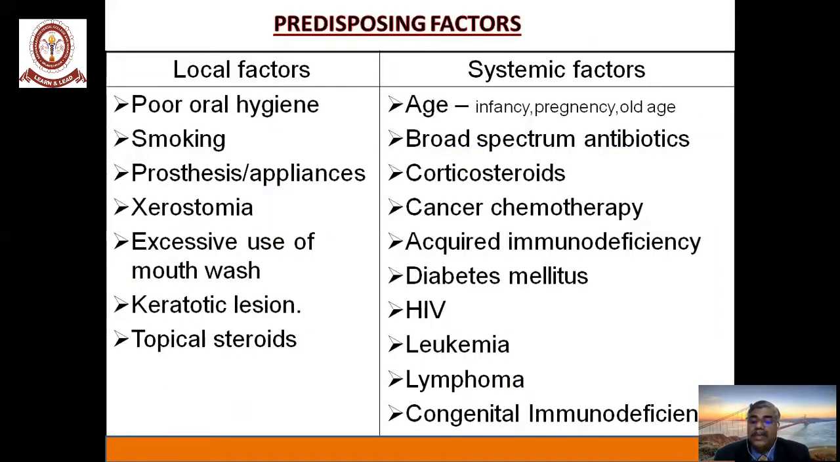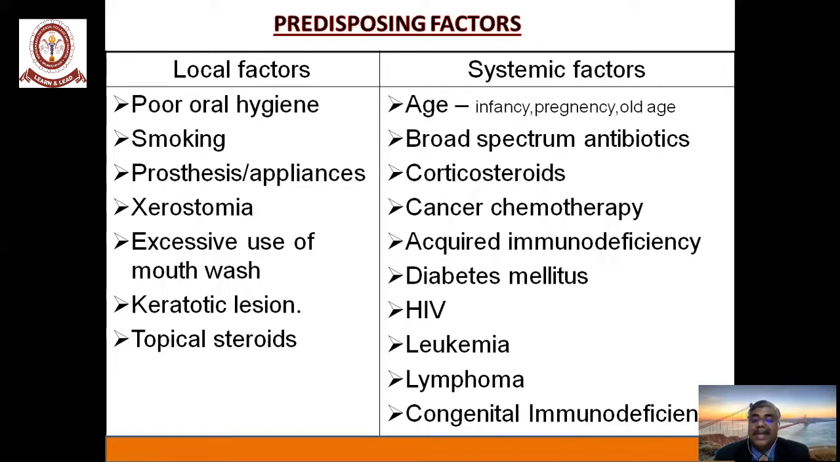Candidiasis is a common infection among infants, pregnant women, and old age. It can be attributed to the developing immune system in infants and the gradual weakening of the immune system in old age. If a young, healthy individual is having oral candidiasis, we should look for the predisposing factors.